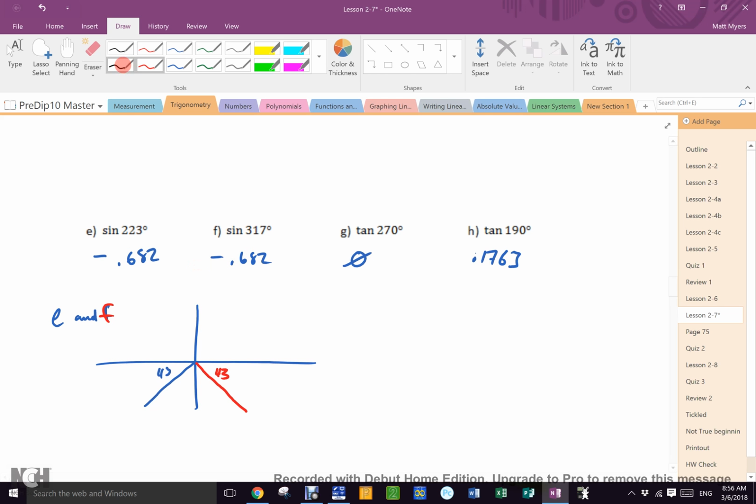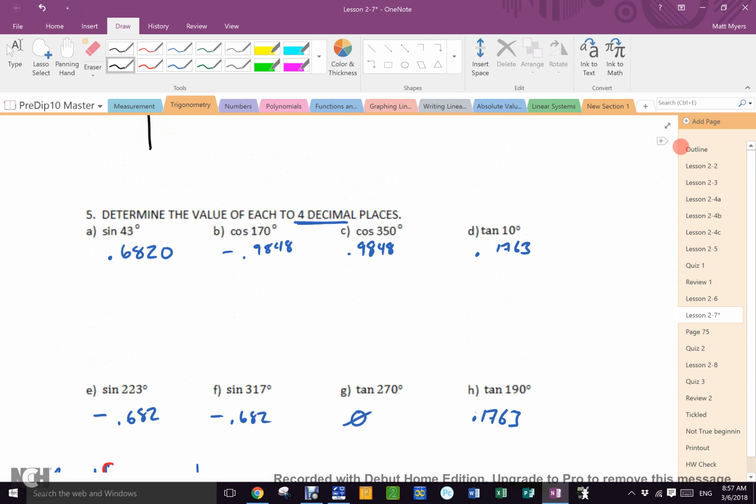Now look at A. What's A? Positive 0.682 with the reference angle of 43, right? Wild. See what's happening? 43s are everywhere. No. 43 isn't everywhere. Reference angles are everywhere. Does everybody understand? Let's look at another one. What else is the same? D and H, right?